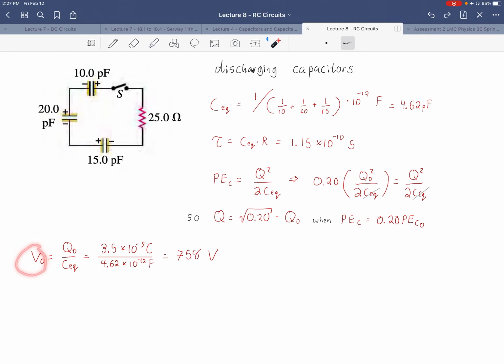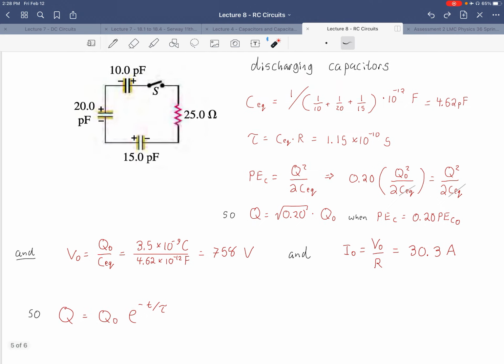The initial voltage is the initial charge divided by the equivalent capacitance, so 758 volts. That's the voltage difference across these capacitors. In this case, that's the net voltage difference because they don't share the same voltage difference. Their voltage differences would sum up to this much. And then the initial current is the initial voltage divided by the resistance, or 30.3 amps. The moment they start discharging, they initially are flowing out current at a rate of 30.3 amps.